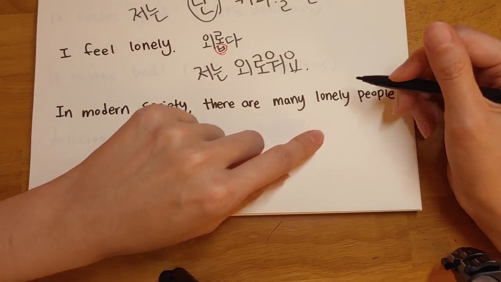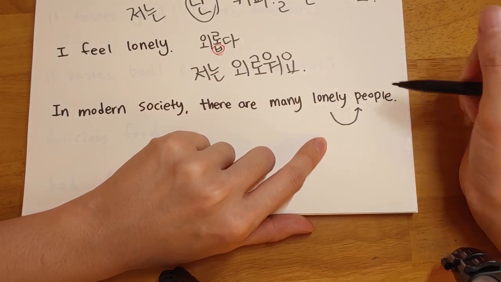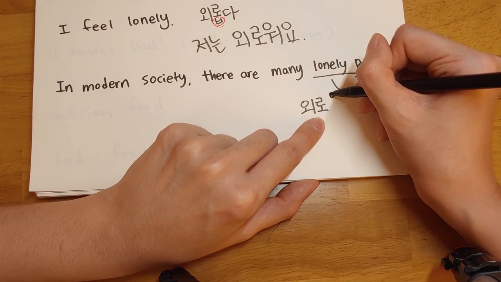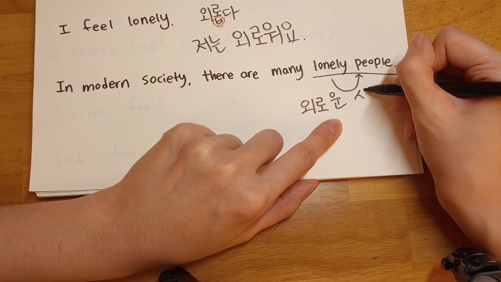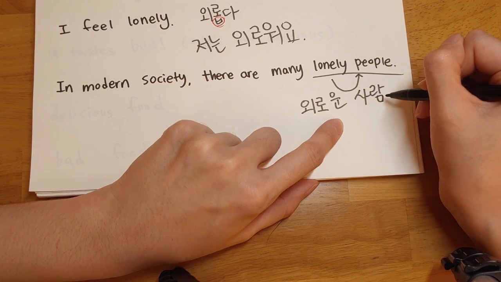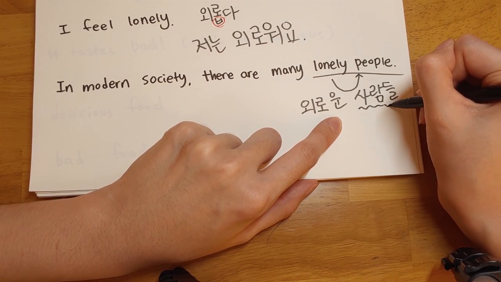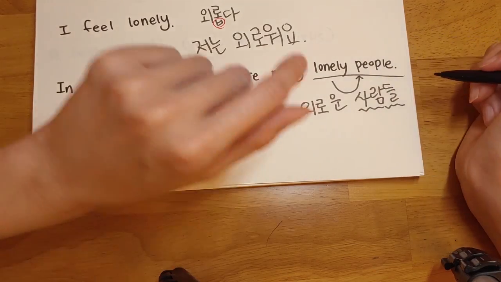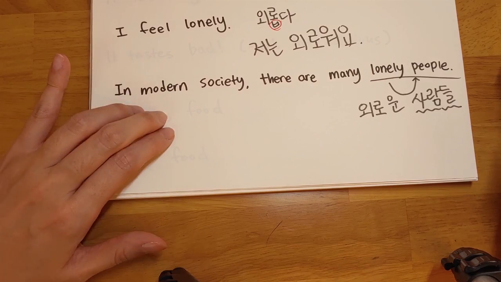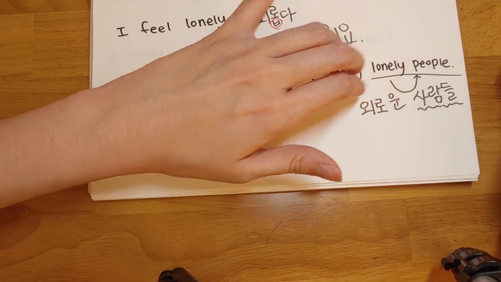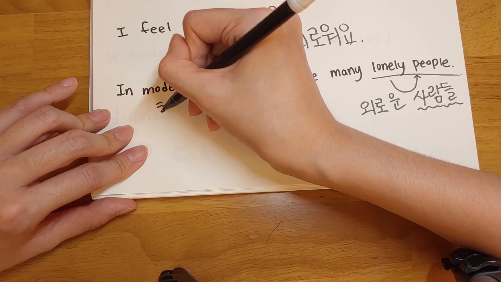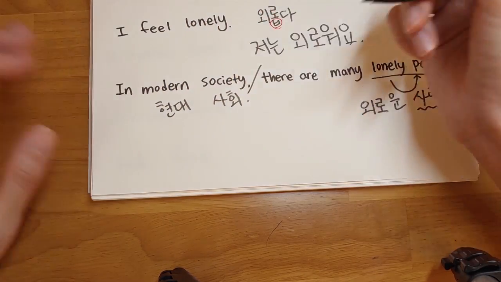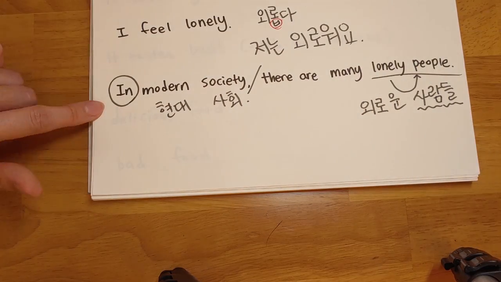And how do you say lonely people? Lonely people. 외로, take out 비읍 받침, put 운. 외로운 people. 사람, person, 들. People, right? Because 들 is a particle that makes it into a plural form. 사람들, 외로운 사람들. In modern society, there are many lonely people. So modern society is 현대 사회. And what corresponds to in here?